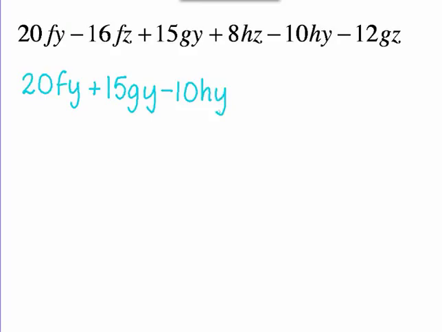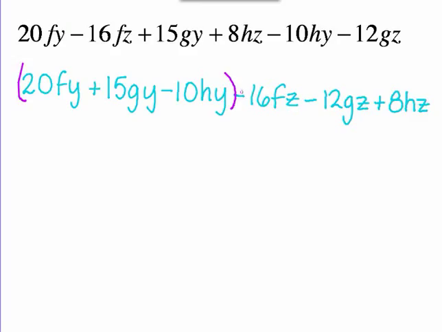Now I'm going to put the z's. Minus 16fz minus 12gz plus 8hz. Okay, I'm going to group them. So let's group them in 2s. I'm also going to go ahead and make sure that that negative goes inside.